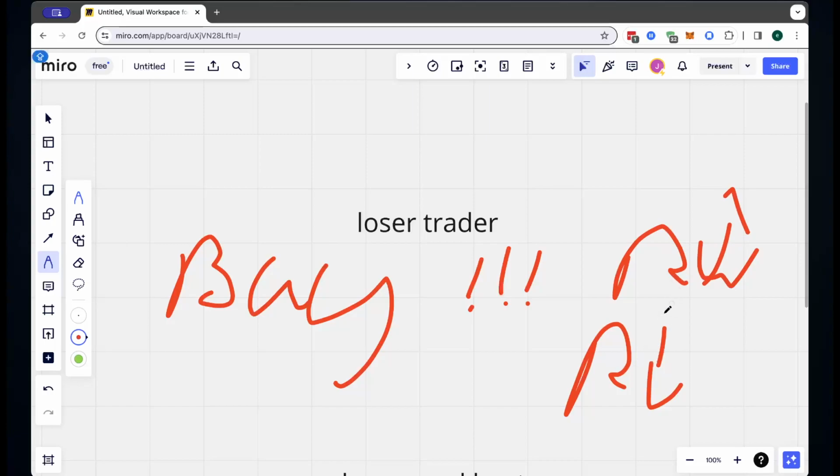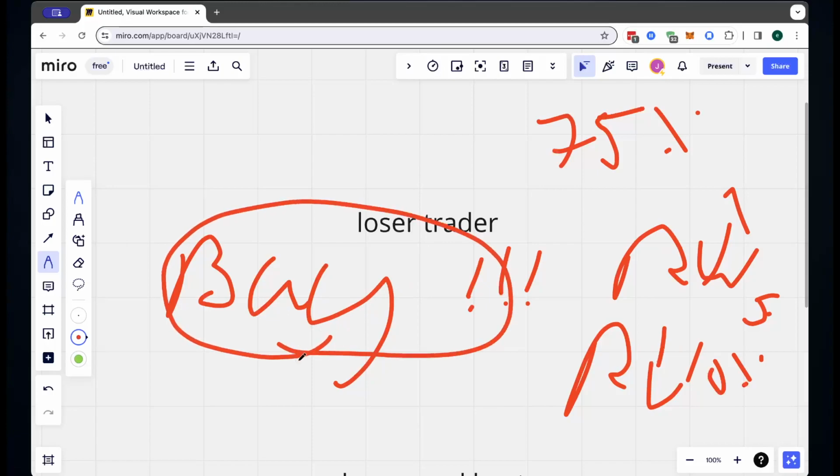He doesn't know the relationship between risk and reward, because let's say each time you lose, you lose 10%, but each time you win, you win 5%. So you need a 75% win rate in order to only break even. That doesn't work usually. Usually you will have more or less a 40-50% win rate. They don't understand this. They just want to get in. They want in on the action.